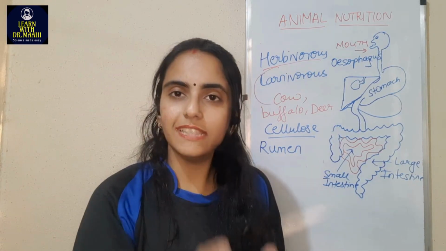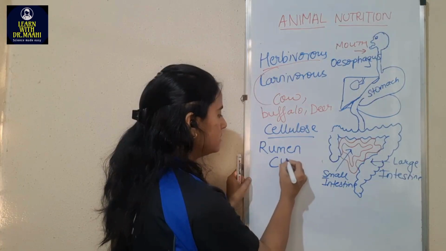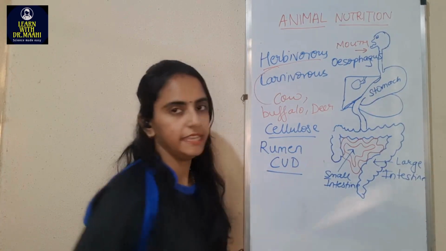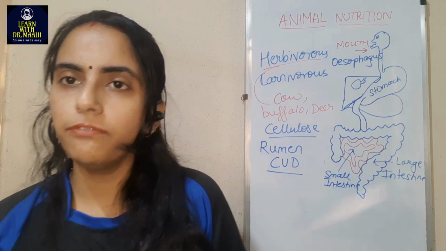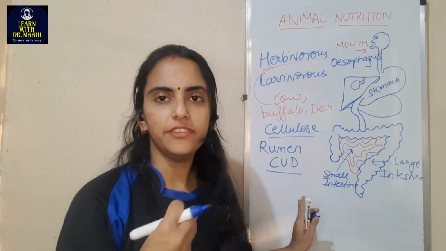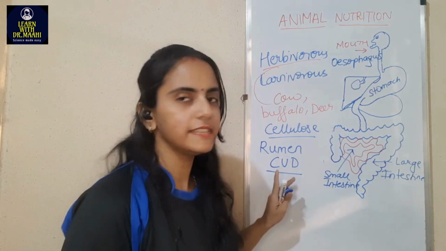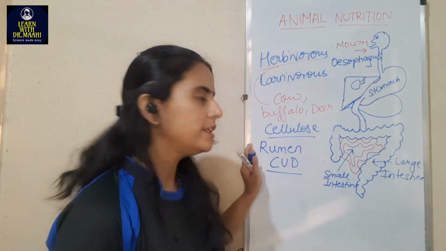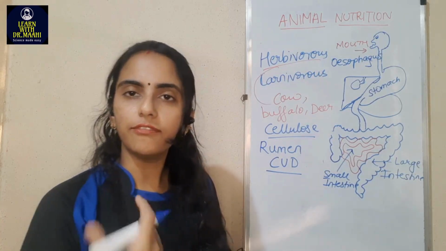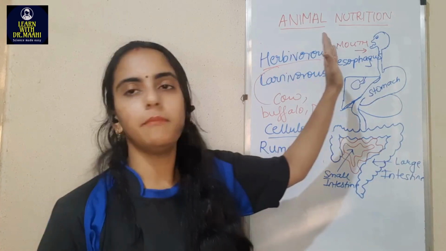Okay, so this partially digested food is called cud. C-U-D. Partially digested food is called cud. So they have eaten grass, that grass is partially digested, which is called the cud, and this cud is stored in the rumen. After some time, they bring this cud back to the mouth.